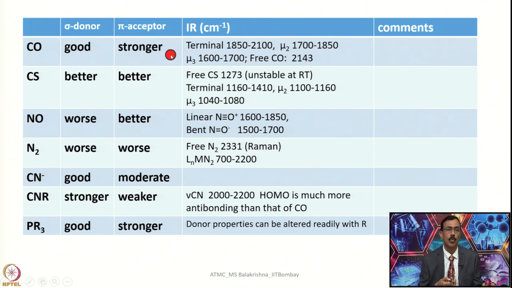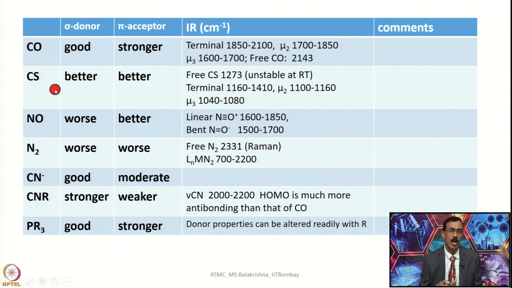Then how to distinguish to what extent a carbon monoxide has taken electrons from metal to its antibonding orbital. That can be readily monitored using IR spectroscopy by looking into the CO stretching frequencies. If you have terminal carbonyl groups, depending upon how many carbon monoxides are there and what is the geometry, the stretching frequency can range from 1850 to 2100 centimeter minus 1, and when they are bridging, it will have double bond character. As a result, stretching frequency drops significantly to the range of 1700 to 1850, and when it is bridging 3 metal centers, it further drops and one can observe stretching frequency between 1600 to 1700. And of course, one should know that free CO has a stretching frequency of 2143 centimeter minus 1.